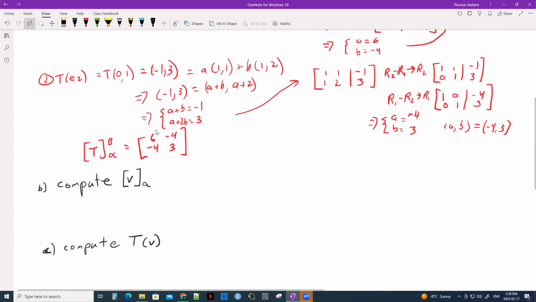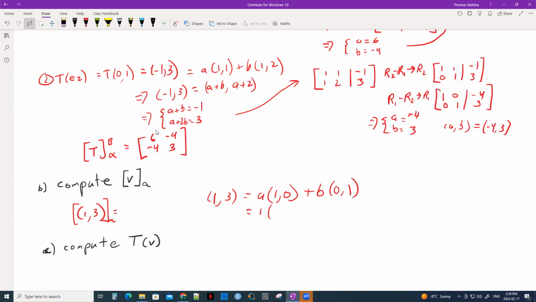Now we have V in alpha. So what is the vector (1, 3) in the standard basis alpha? That's our question. And to answer it, we look at (1, 3), and we want to make it using a linear combination, A of the first standard basis vector plus B of the second. It's going to be 1 times (1, 0) plus 3 times (0, 1). So my coordinates are going to be (1, 3). So this equals the vector (1, 3).